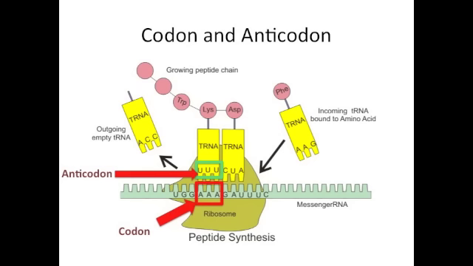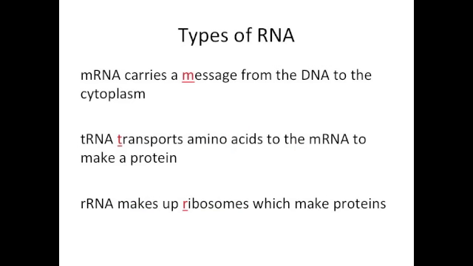So to end that polypeptide chain, you hit a stop codon on the mRNA that has a matching tRNA that doesn't carry any amino acids. So when this tRNA arrives, the translation process stops and the protein is now terminated as well. So in summary, the mRNA is made in the nucleus and carries a message from the DNA to the cytoplasm. The tRNA transports the amino acids to the mRNA to make a protein, and the rRNA makes up the ribosome, which makes our proteins.